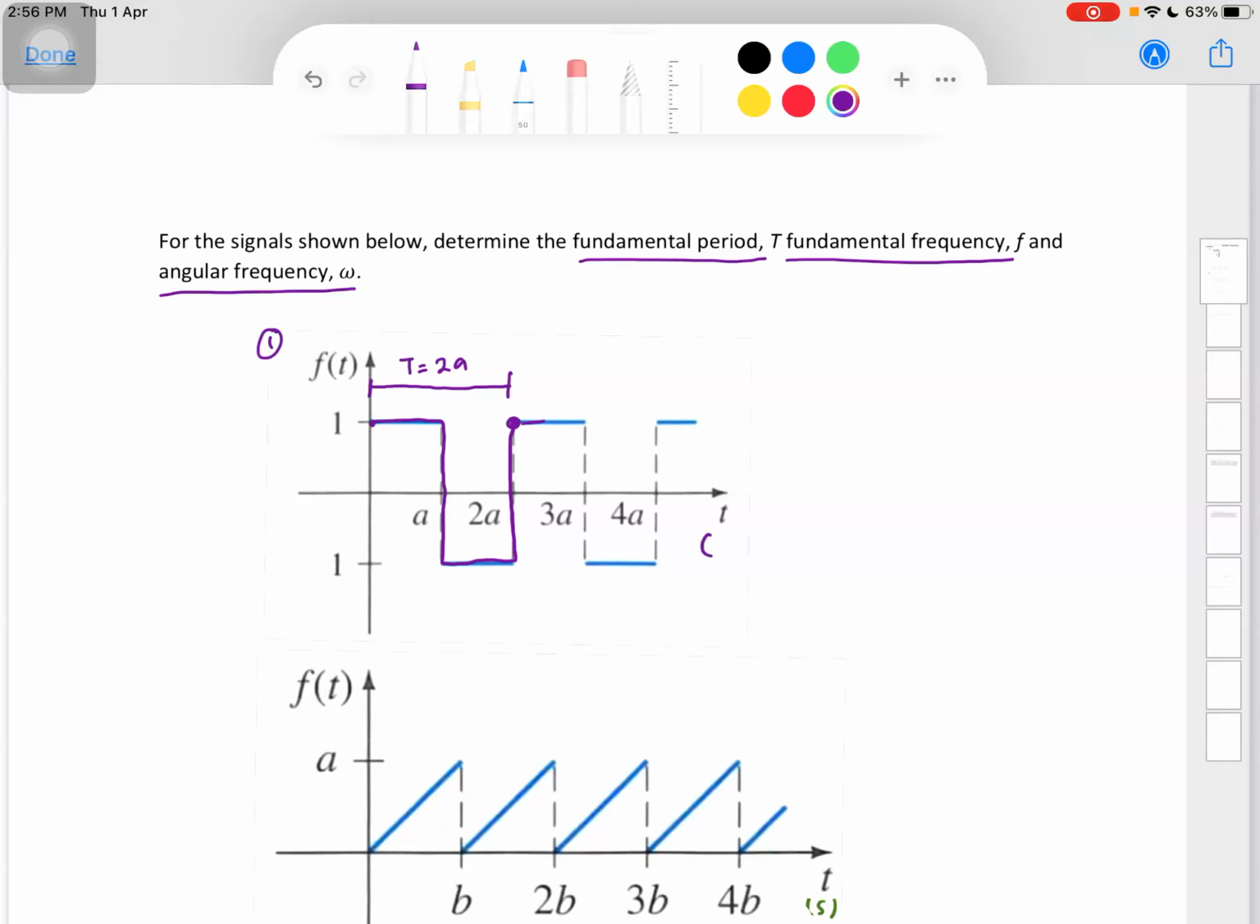Let's assume that this time is in seconds. So we have T equals 2a seconds. The fundamental frequency is given by 1 over T, so 1 over 2a, and the unit is hertz, while omega is given as 2 pi f, or you can also use 2 pi over T. So 2 pi over 2a is pi over a. The unit is radian per second.